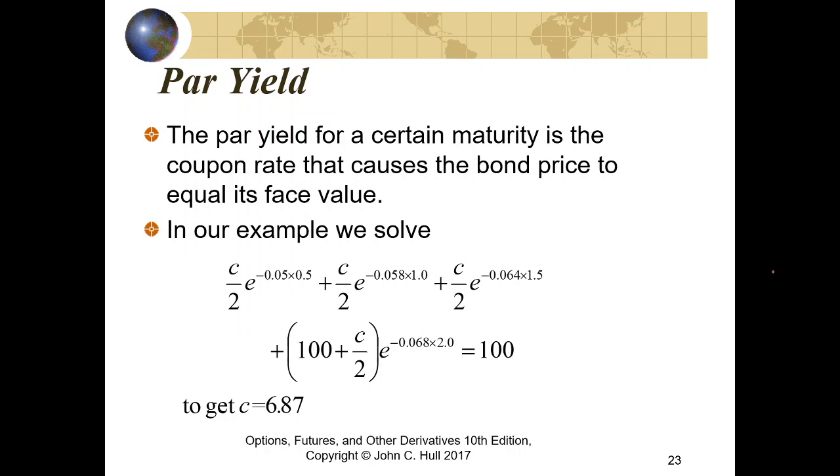So in the example we were dealing with, we know that the zero rates are the rates we observed a few slides ago, and this is the face value, and we are trying to get what is the coupon rate that will make the present value of these payments equal to 100. Now one might ask, why did we divide by 2?